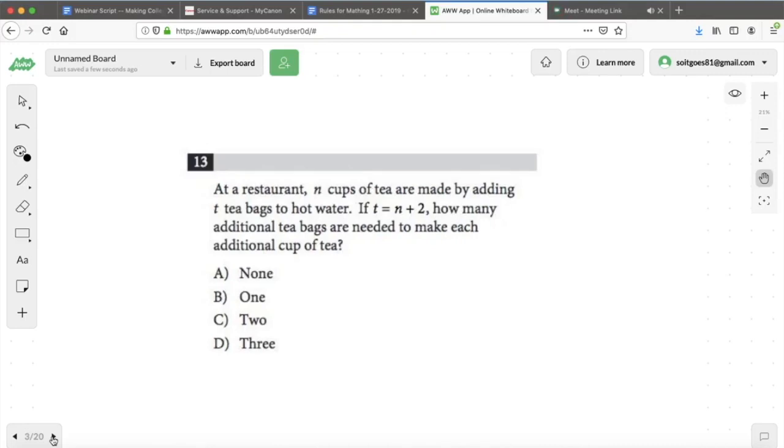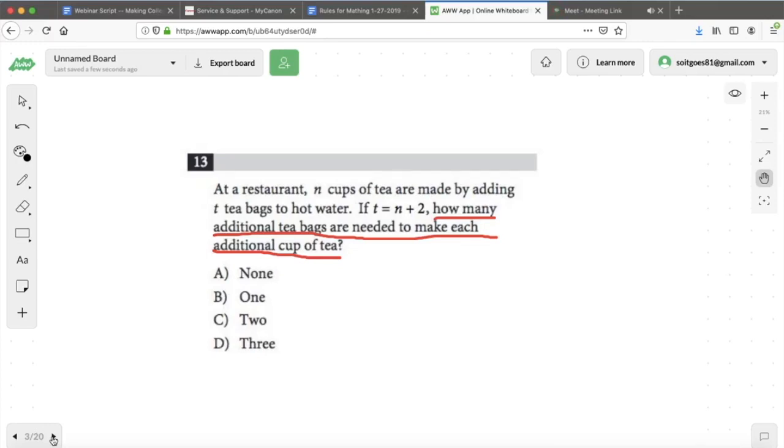All right, Julie, what are we solving for here with this question? Let's make that real clear. How many additional tea bags they need to make another cup of tea? Yes. How many additional tea bags are needed to make each additional cup of tea? Okay. So we're making cups of tea here. If you were going to guess what the answer is, what do you think you would guess? Either B or C. Yeah, I agree with you.